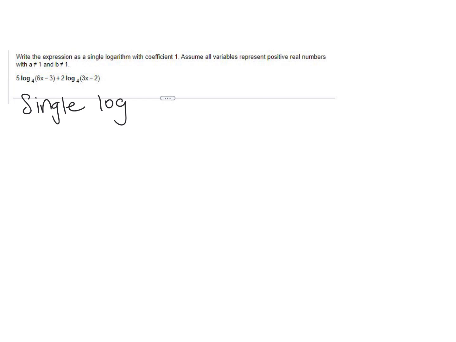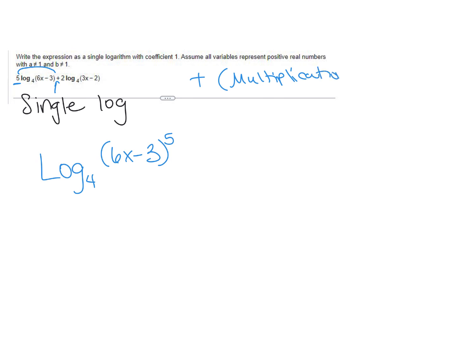Okay, so when I write this as a single log, we're just doing the opposite of what we were doing before. We're taking this equation and we're trying to make it smaller. And so I am going to write the word log base 4, and then this 5 will go back to being its exponent, right? So just remember that's what happens with the number in front. We can put it back on the exponent. And then since it's a plus, that's going to imply multiplication. So I would have a times here. And then this 2 is going to go back on the exponent.